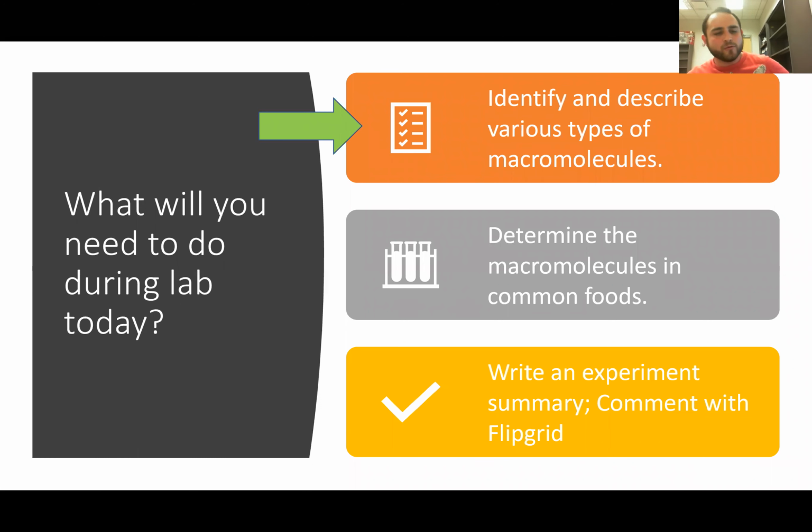Now, what will we be doing during today's lab? What are the things that you need to do? First of all, we're going to identify and describe various types of macromolecules. Then we're going to determine what types of macromolecules are in what types of food. And finally, we're going to write an experiment summary. I'm going to refresh your memory on how to write a summary. If you haven't read the document yet, I'm going to teach you then. And then comment with Flipgrid, which is something I'm going to explain at the end of the lab.